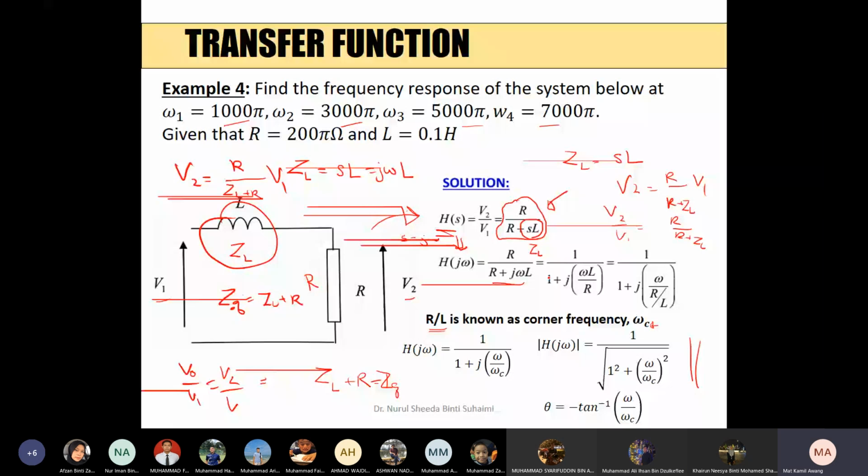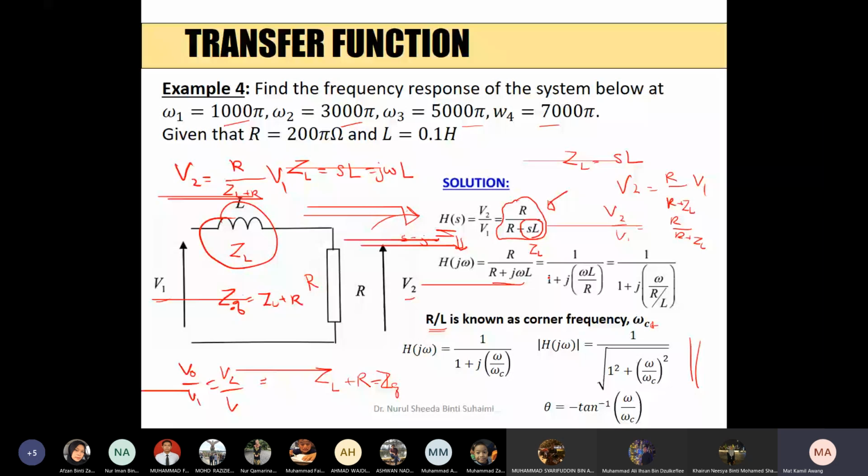So H of omega can be shown in several ways, some of which are: one, you can do a magnitude and phase plot as a function of omega. So you can do as what I have shown in the first plot. Or two, you can do magnitude and phase in the format of a polar plot, which is in the vector format. And third, you can do a plot with a real and imaginary part as a function of omega.